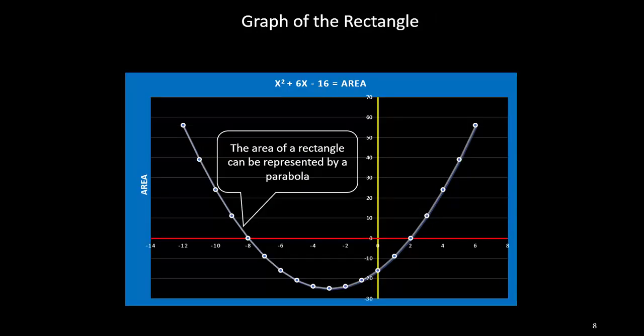Let's now look at the graph of the rectangle. Looks very similar. The area of a rectangle can also be represented by a quadratic equation, and since it's a quadratic equation, you would expect to get a parabola just as you've shown here, and this is very similar to the square.